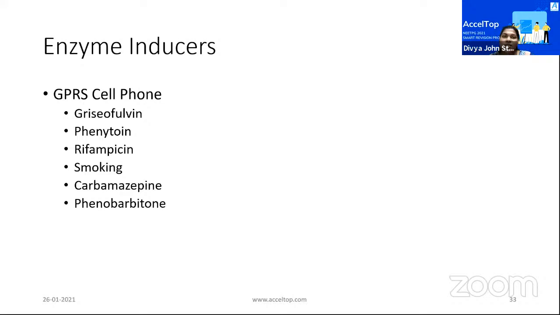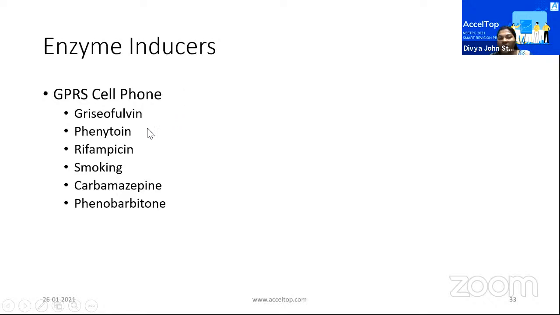This is an easy recall for your enzyme inducers and inhibitors. This is the mnemonic that I use, the age-old mnemonic. Each one of you can devise your own mnemonics, whichever is easy for you, but make sure that you are sticking to one, and don't be voracious in reading only the mnemonics. It might not help. So stick to one simple mnemonic. GPRS cell phone is what I remember my inducers as.